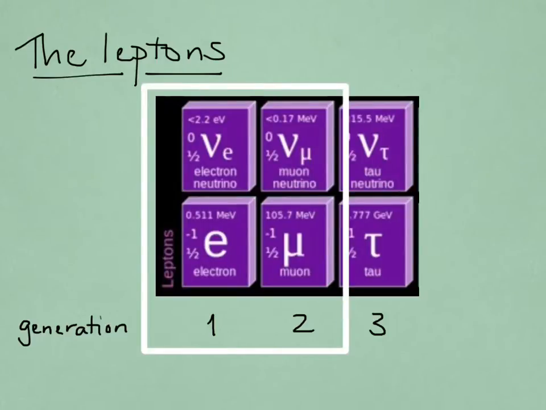Now actually, for this course, you only need to know about the first 2 generations, because you need an awful lot of energy to make the third generation, so they're much rarer. But we're going to focus on generation 1 and 2.